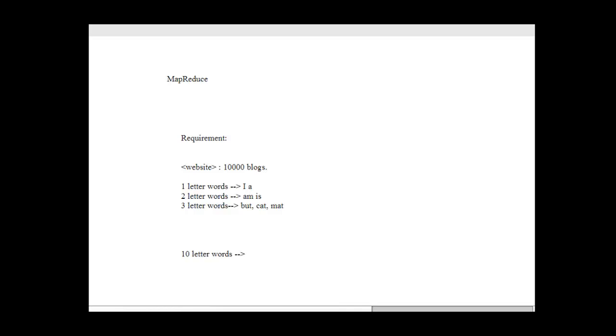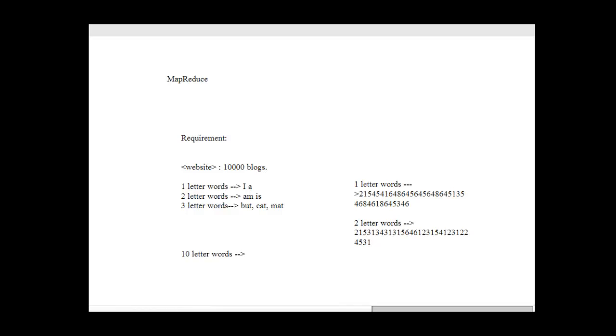If you have not understood the problem correctly, the output is supposed to be something like this. What the boss expects from you is the output like this: 1 letter words across all our blogs is this number, which is very much possible, right? 2 letter words across all our blogs is this. So this is a tedious process, and this is what he's expecting from you.